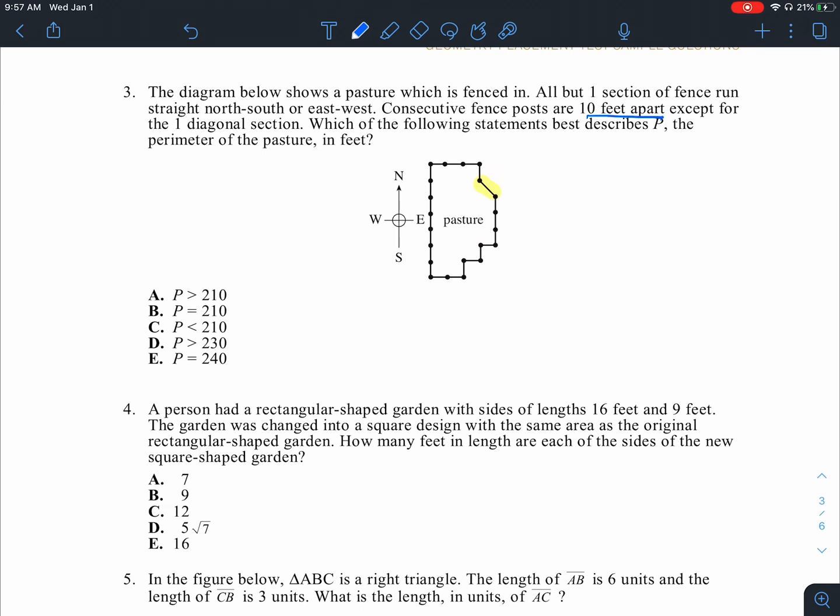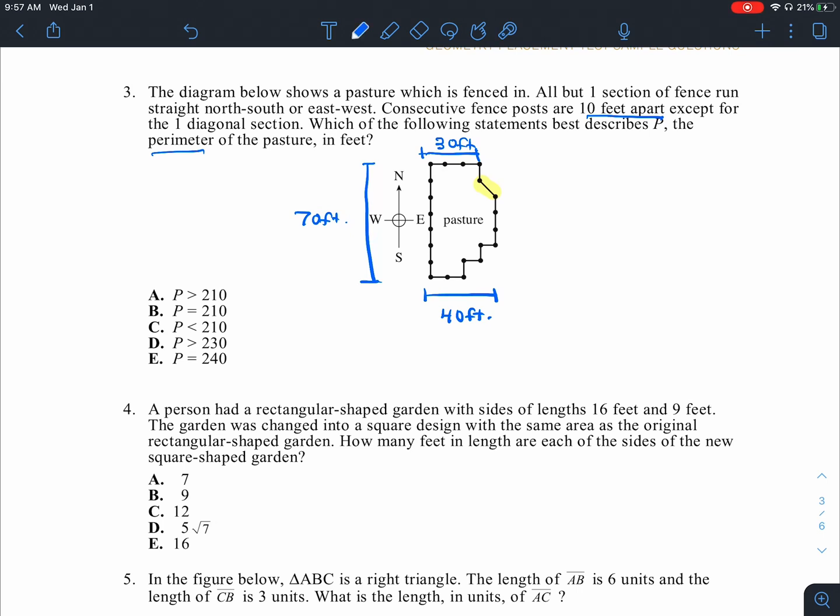Okay, so we know all of the lengths of each of these segments with the exception of the one diagonal segment that I highlighted. The question is, which of the following statements best describes P, the perimeter of the pasture? So we are looking for the distance all the way around the outside edge. Well, this whole left side, if you were to go through and add up 10, 20, 30, 40, 50, 60, 70, that whole side there is 70 feet. If I move across the top, it looks like this one is 30 feet. And if I were to go all the way from here to here, it looks like it'll be 10, 20, 30, 40. I'm just counting the horizontal segments only when I'm moving across this way and this way.